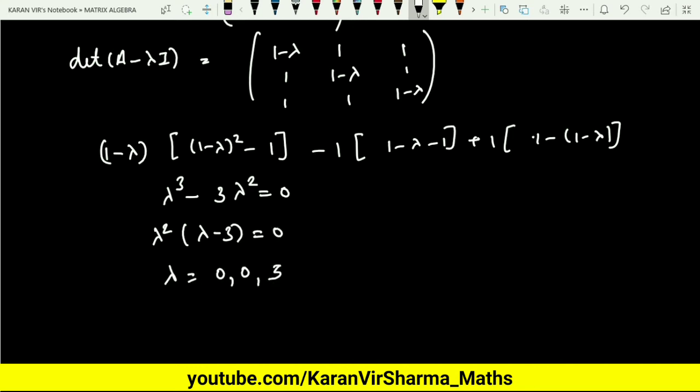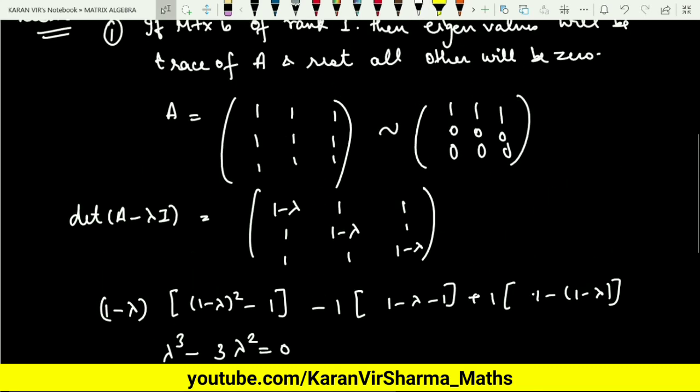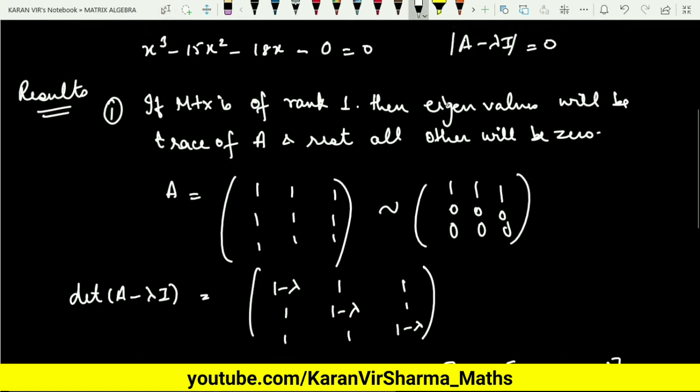Now, if you are given this matrix in an exam, you can see that yes, this is a matrix of rank 1. So without solving, you can write that the eigenvalue for this matrix will be the trace of A. What is the trace of A? 1 plus 1 plus 1, which is 3, and all the other eigenvalues will be 0. So this is a 3 cross 3 system, so we will have 3 eigenvalues. If one is 3, the other 2 will be 0. So see, this trick is very important. This is the first trick which I have told you in this video lecture.